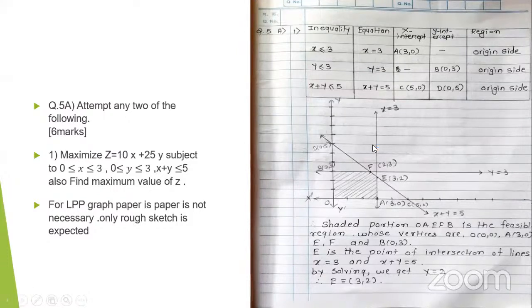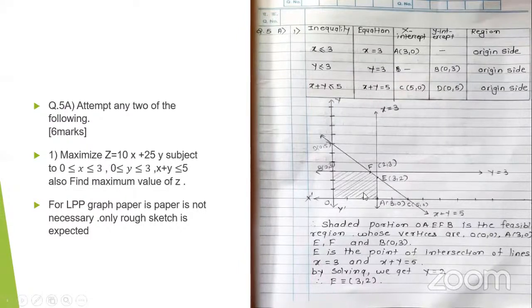So this is question number 5A. While writing, this table is most important. Here the inequality is given, the equation is given, the x-intercept and y-intercept, and the points I have written here. This is the most important: if you haven't written the region, whether it is the origin side or non-origin side, your 1 mark will be deducted.